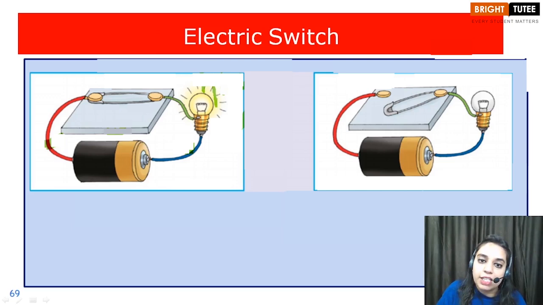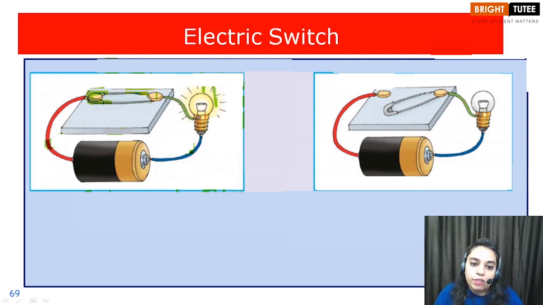Right children, so our circuit is complete, and in this case you can see the bulb glowing. And why is the bulb glowing? Because the circuit is complete. You can see that this switch is in on position, right children? And children, there is one more interesting factor. Whenever the switch is on, we call this a closed circuit.